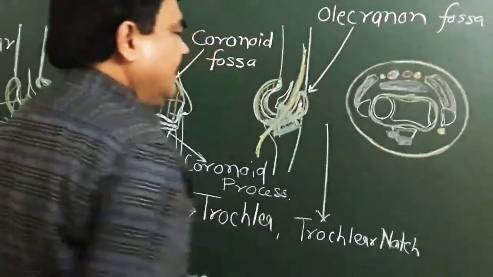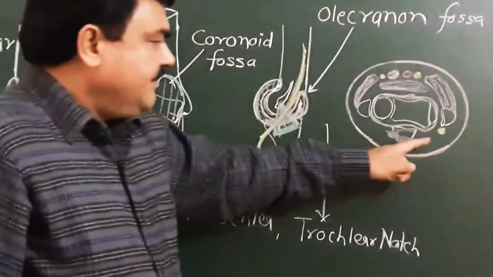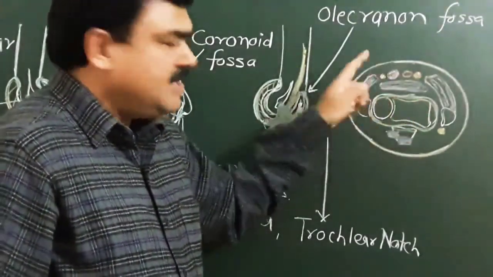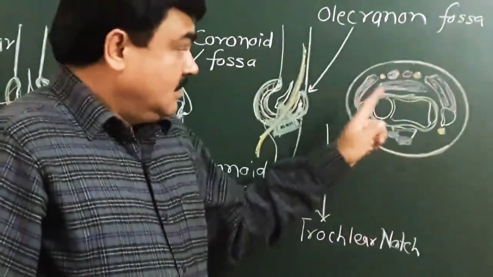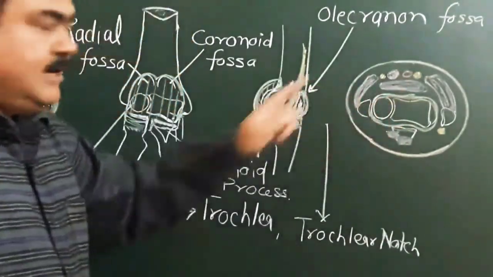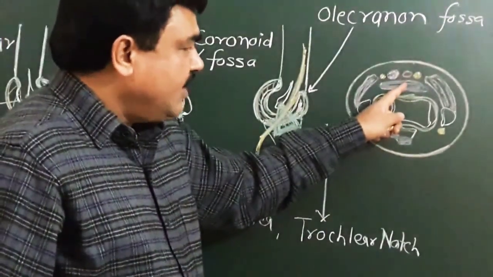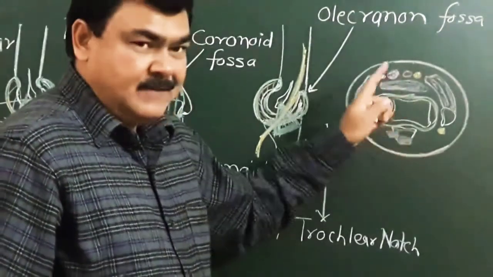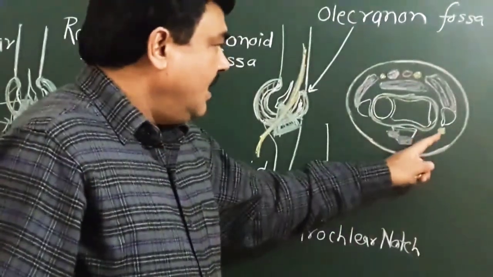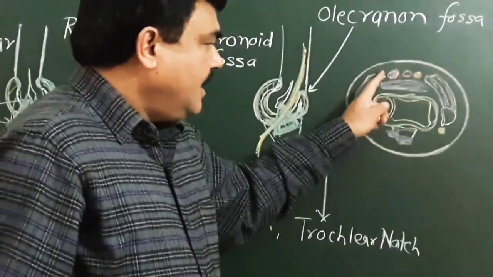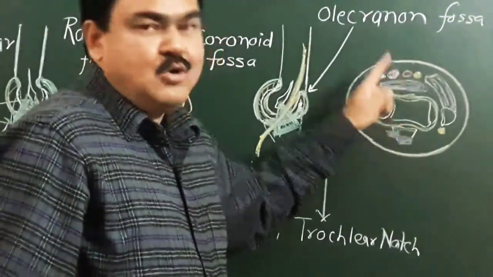This is a transverse section showing the relations of this joint. Here you can see this is the ulnar nerve, this is the median nerve, this is the radial nerve. Three nerves cross this joint, so these three nerves supply this joint. And there is a fourth nerve, the musculocutaneous, which supplies brachialis and also supplies this joint. So there are four nerves that supply this joint: ulnar, median, radial, and musculocutaneous.